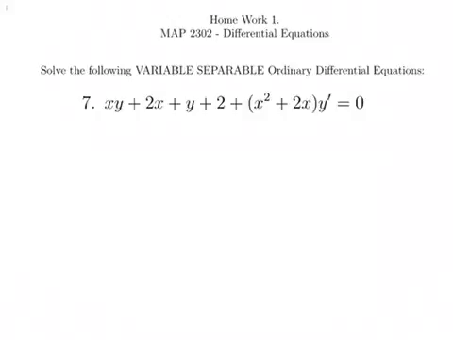So this is how I solved problem number 7 for homework 1. The first thing I did was look at this equation here and try to change it into the form y prime equals h of x multiplied by g of y.